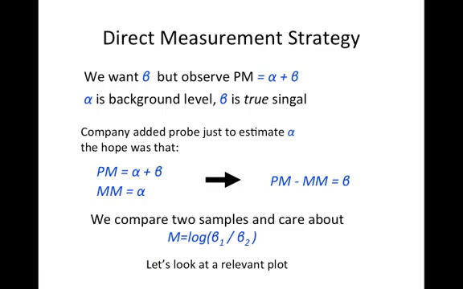Well, that's why the manufacturer decided to put the MM probe, right? I call it the direct measurement strategy, where you estimate the alpha by measuring it, and then you subtract PM minus MM, and hopefully that gives you the beta that you want. So PM is background plus the real signal, MM is just the background, PM minus MM is the real signal that you want, and now we're ready to take log ratios and get the log ratio for, say, probe 1 comparing sample 1 and sample 2.